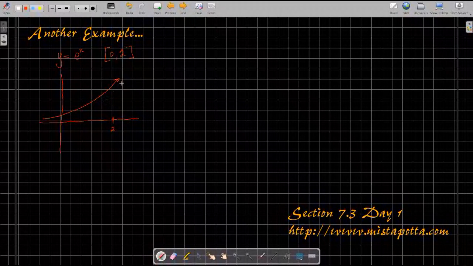But because I'm rotating about the x-axis, and all of these that we're going to be talking about in today's lessons are going to be rotated about the x-axis.